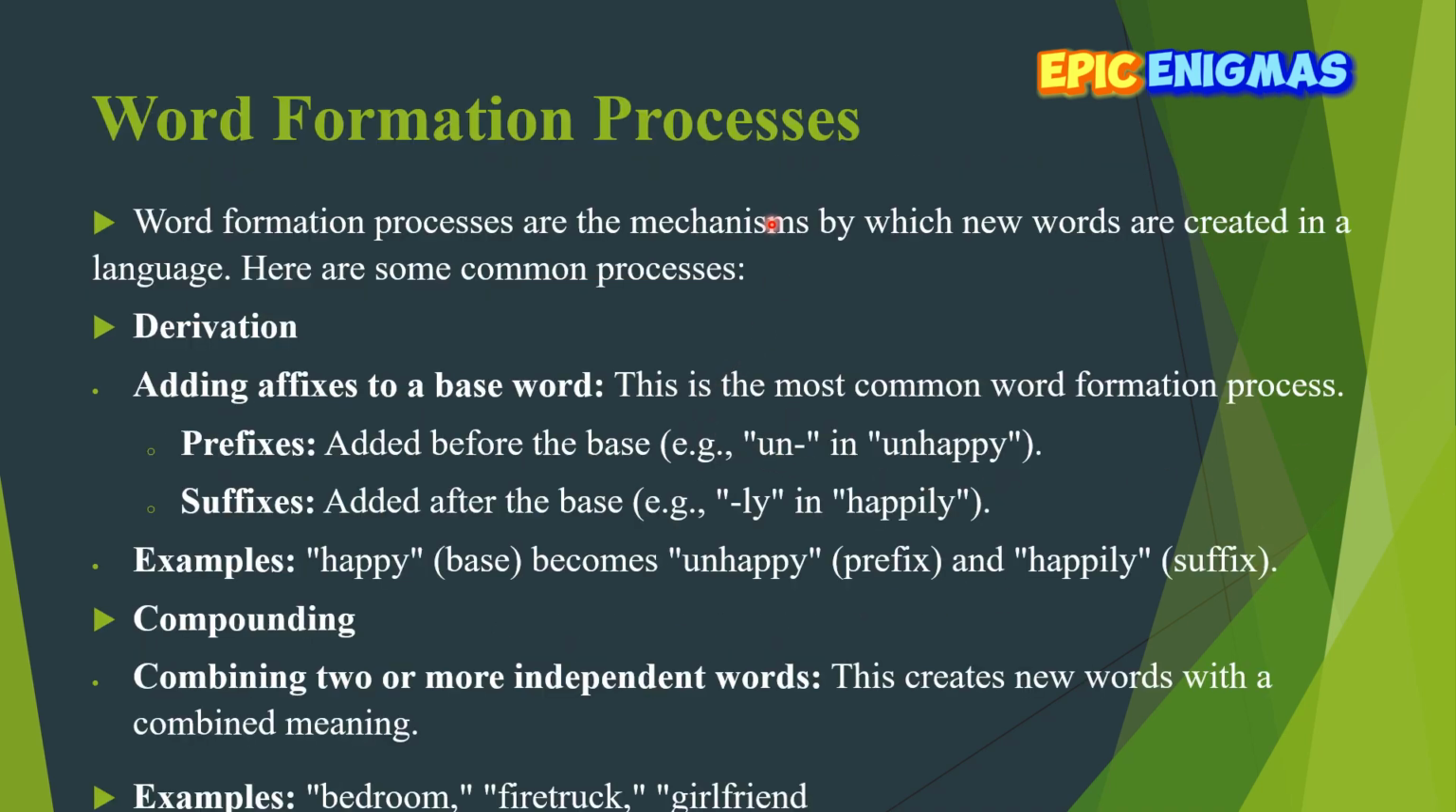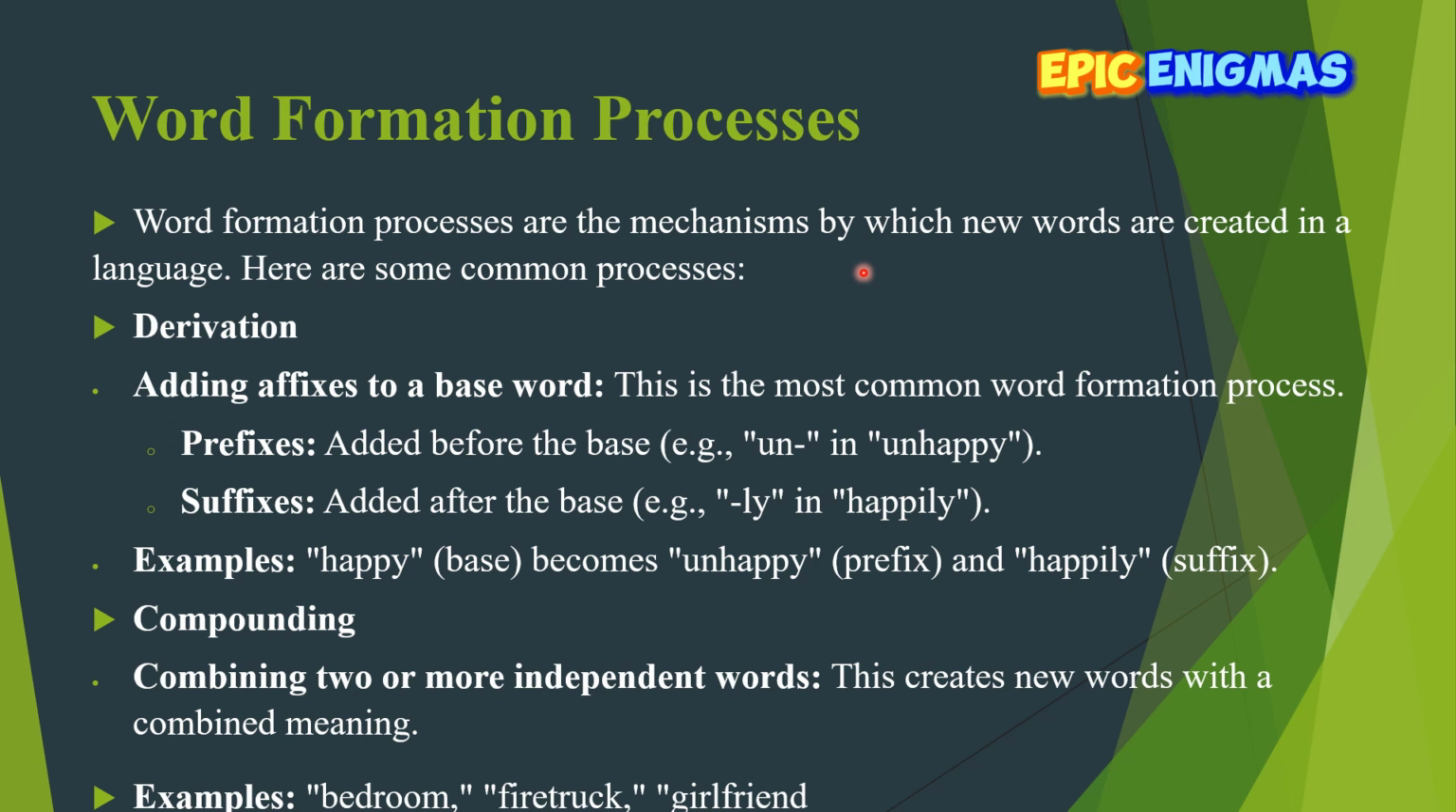Word formation processes: we're going to take two, which are major in morphology. Word formation processes are mechanisms by which new words are created in a language. We have derivation and we have compounding. Derivation is the adding of affixes to the base of a word. You can add a prefix or suffix. If you add a prefix, for example, to the word happy, un, you get unhappy. Suffixes go after the base: happy, you add ly, you get happily.